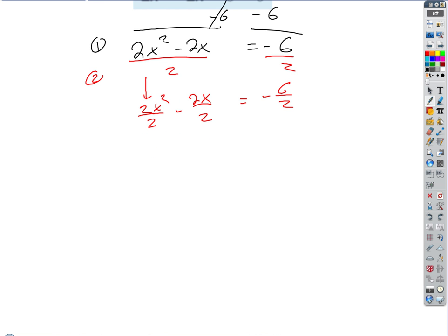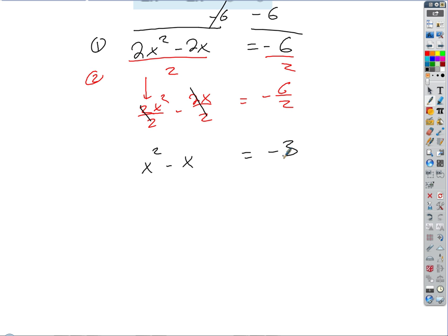So what's that going to give us? What's 2x squared over 2? Go ahead. X squared. The 2's cancel, and so we get x squared. How about here? Minus x, right? The 2's cancel there. Okay. Equals negative 3. Now notice I left a space. So now we're all set to complete the square.